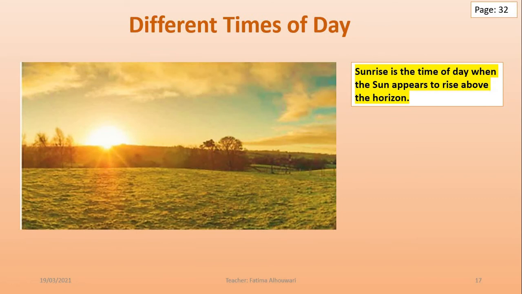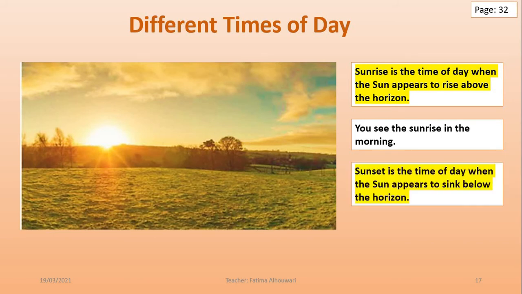Let's take a look at the sun. Sunrise is the time of day when the sun appears to rise above the horizon. You see the sunrise in the morning. It's so beautiful. Sunset is the time of day when the sun appears to sink below the horizon. You see the sunset in the evening. It's so beautiful also.